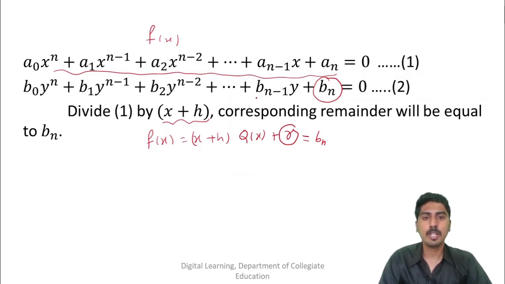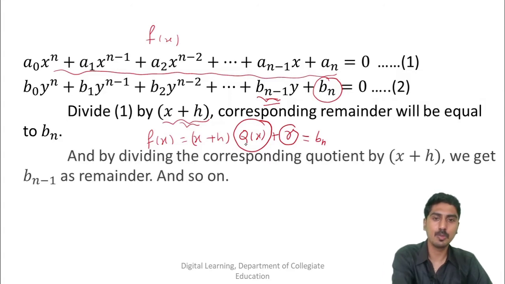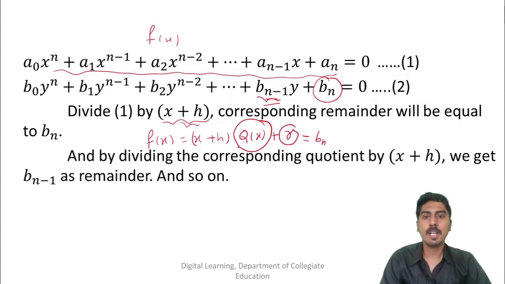Now to find out b(n-1), you divide this quotient q(x) by x + h. The remainder will be equal to b(n-1). And continuing this way, dividing the corresponding quotients by x + h, we get the consecutive coefficients bn, b(n-1), b(n-2) up to b0.